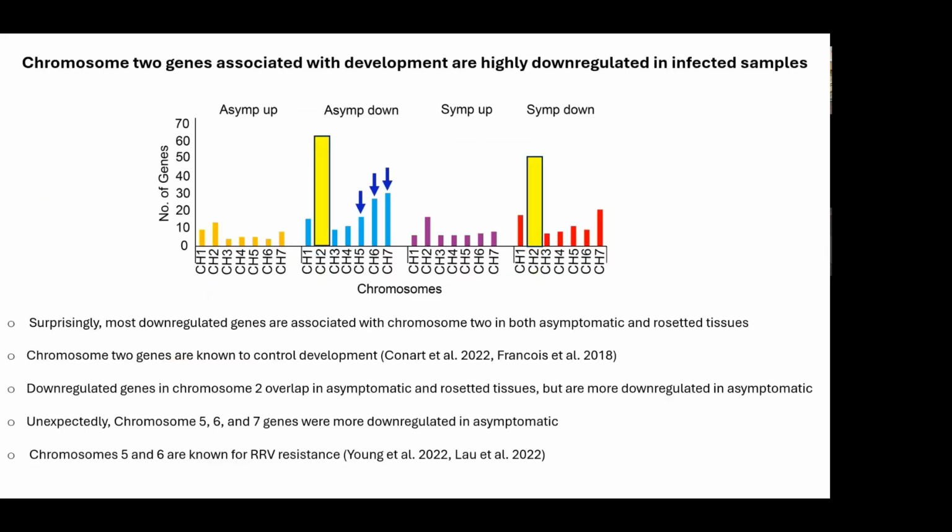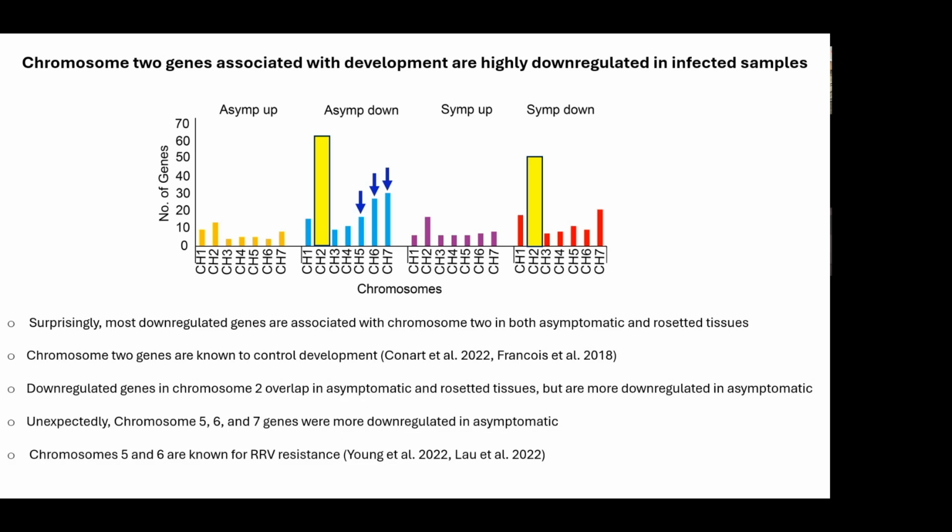And then when you have a close look, we can see genes associated with chromosome 5, 6, and 7, which are downregulated in asymptomatic compared to symptomatic. As you know, the Oscar lab group worked on the QTL, and they have identified that these genes on chromosome 5 and 6 are involved in defense. Because this paper is more focused on the development of rosetting, we were more focused on the genes associated with development, which are on chromosome 2.